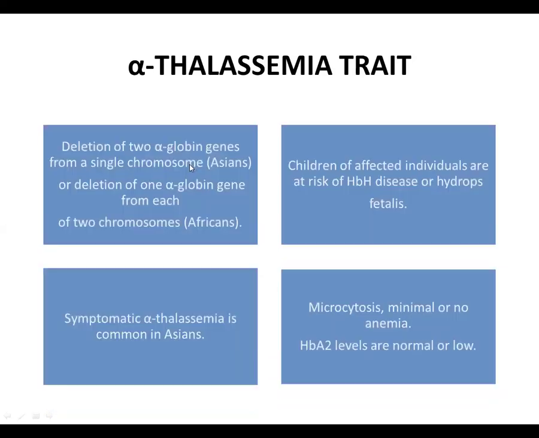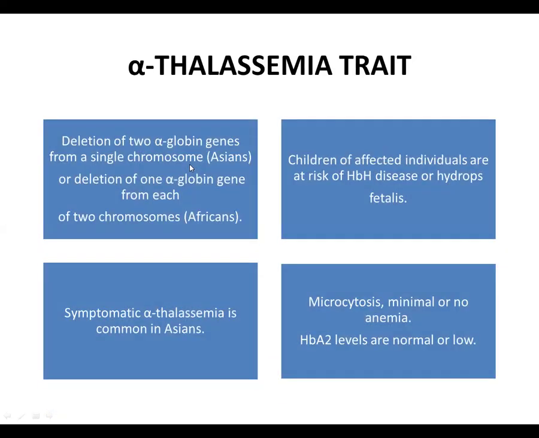In alpha thalassemia trait, there is deletion of two alpha globin genes from a single chromosome or deletion of one alpha globin gene from each of the two chromosomes. The children of affected individuals are at risk of hemoglobin H disease or hydrops fetalis, so genetic counseling is required. Symptomatic alpha thalassemia is more common in Asians as compared to Africans, and the blood smear shows microcytosis along with minimal or no anemia. The hemoglobin A2 levels are normal or low in alpha thalassemia trait.